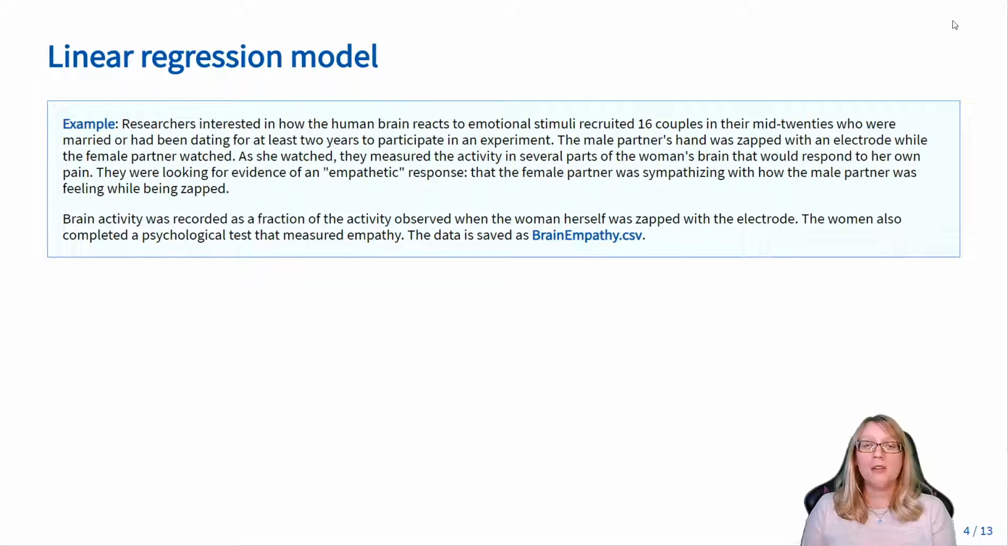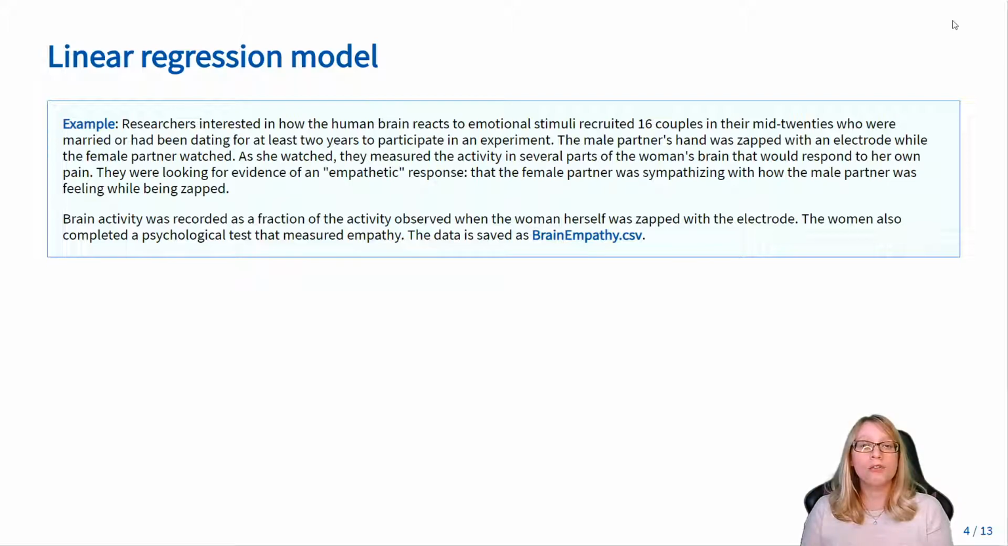So let's start with an example. We have some researchers who are interested in how the human brain reacts to emotional stimuli. They've designed an experiment to test how they react specifically to watching their partner feel some physical pain. So 16 couples in their mid-20s were recruited that had been either dating for 2 years or married. So we're looking at couples who are in a long-term committed relationship.